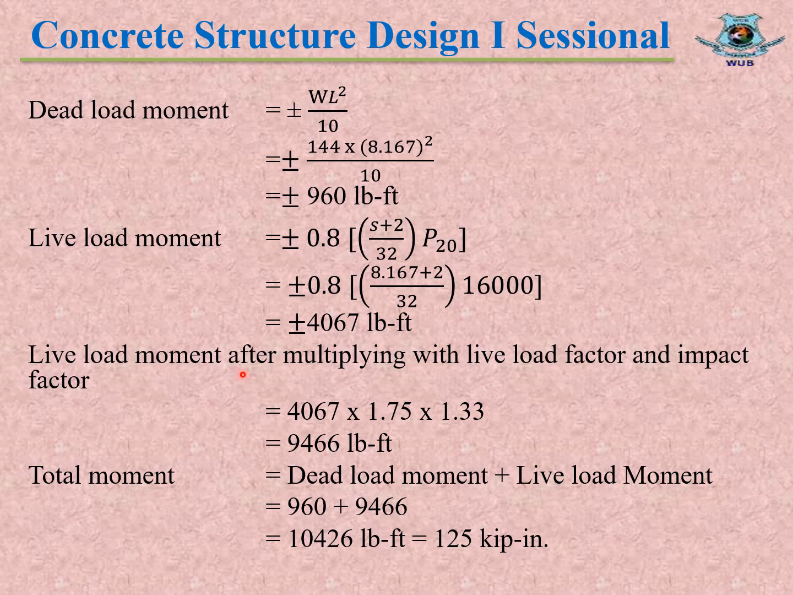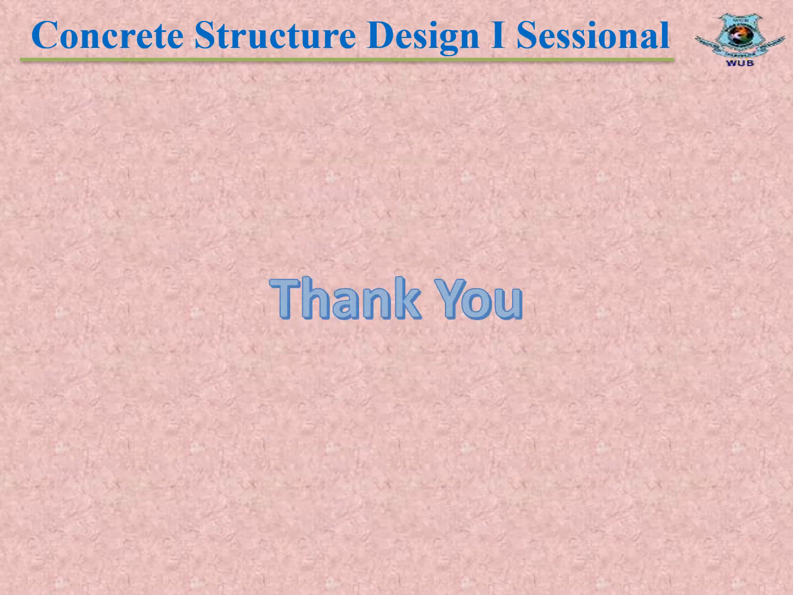Now live load moment after multiplying with live load factor and impact factor equal to 4067 into 1.75 into 1.33 equal to 9466 pound-feet. Here 1.75 is live load factor, 1.33 is impact factor. So total moment equal to dead load moment plus live load moment equal to 960 plus 9466 equal to 125 kip-inch. And this is the end of our today's lecture.